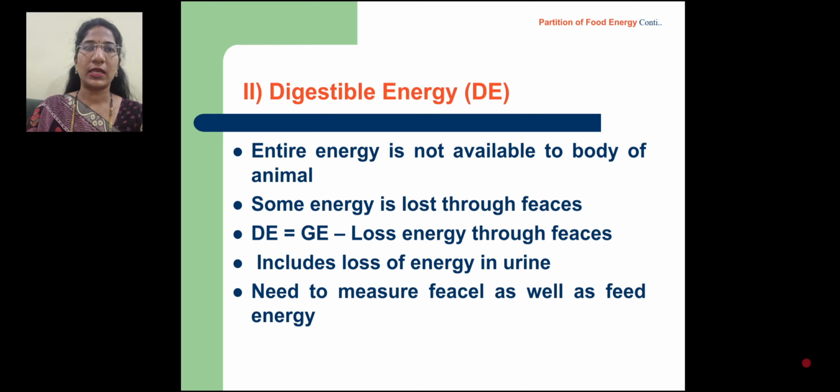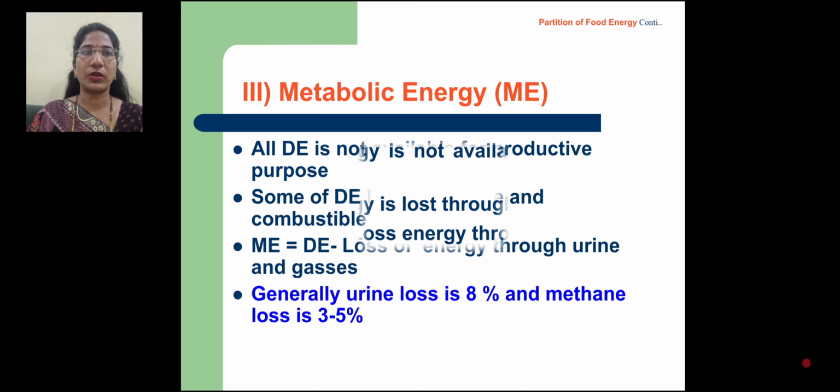The second energy is digestible energy. Out of all the energy, not all is available to the body of the animal. Some energy is lost through the feces. That means digestible energy is equal to gross energy minus the loss of energy through the feces.